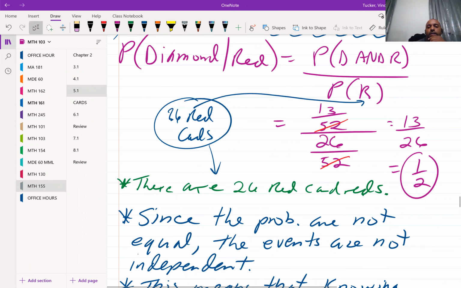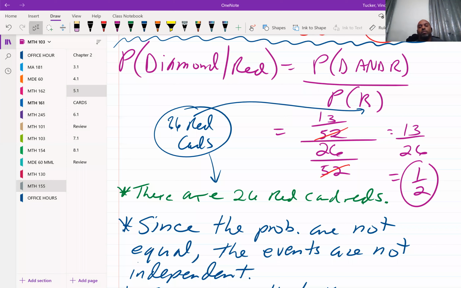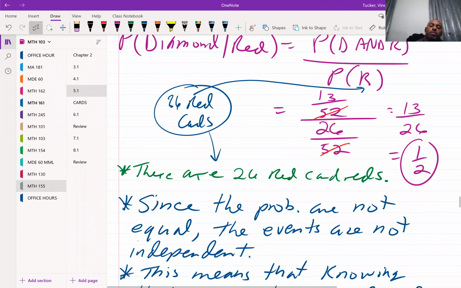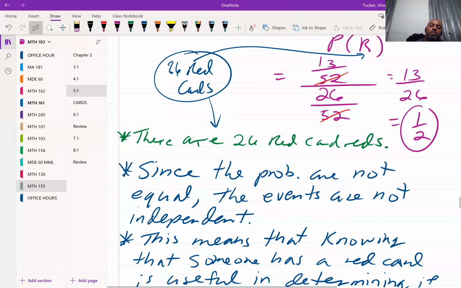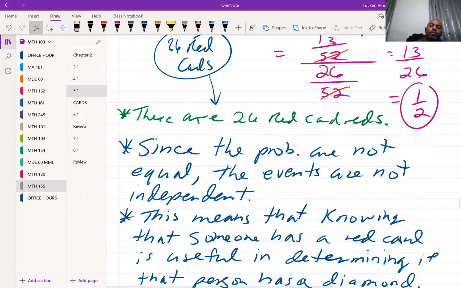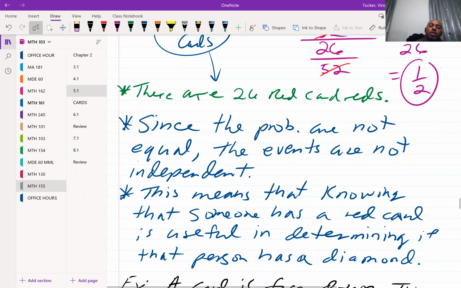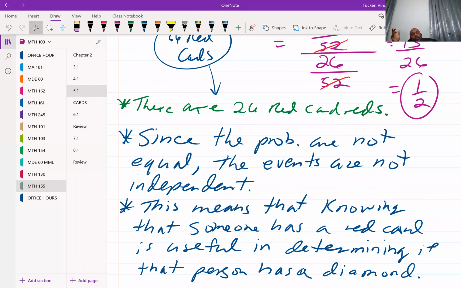Got another conclusion down there. And so this means that knowing that someone has a red card is going to be useful in determining if that person has a diamond, which sounds like common sense, but this is the numerical rationale as to why it would matter.